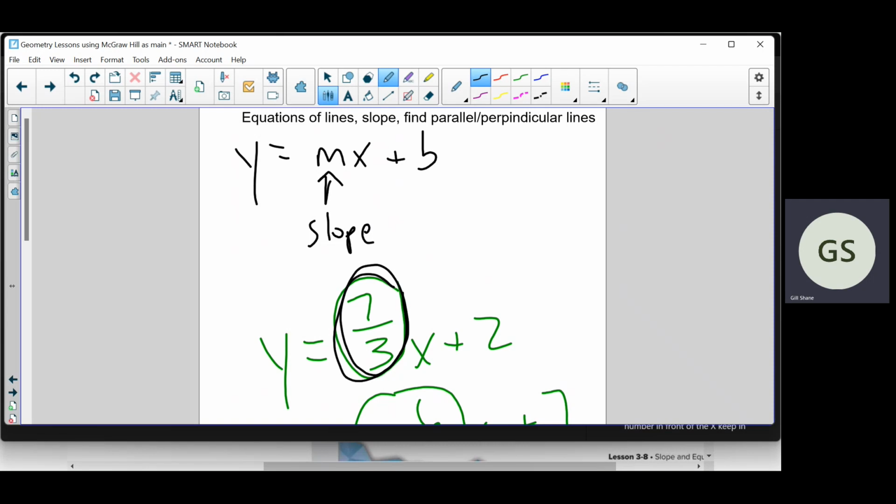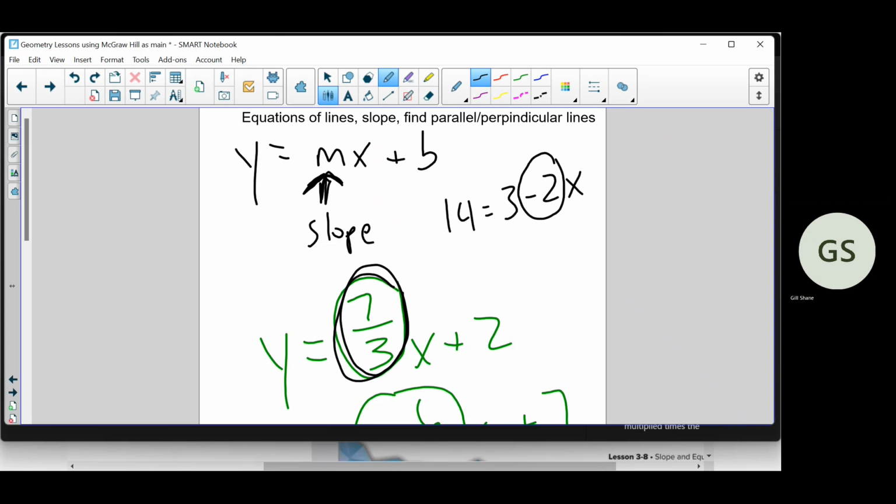Keep in mind, they can change the order, so I could write something like 14 equals 3 subtract 2x. 3 is not the slope. It's the number in front of the x, including any negative sign in front of that number. So -2 would be the slope there. So don't think that it's always the first number here that's the slope. It's not the first number, it's the number in front of the x, the number being multiplied times the x. So this is called slope-intercept form.